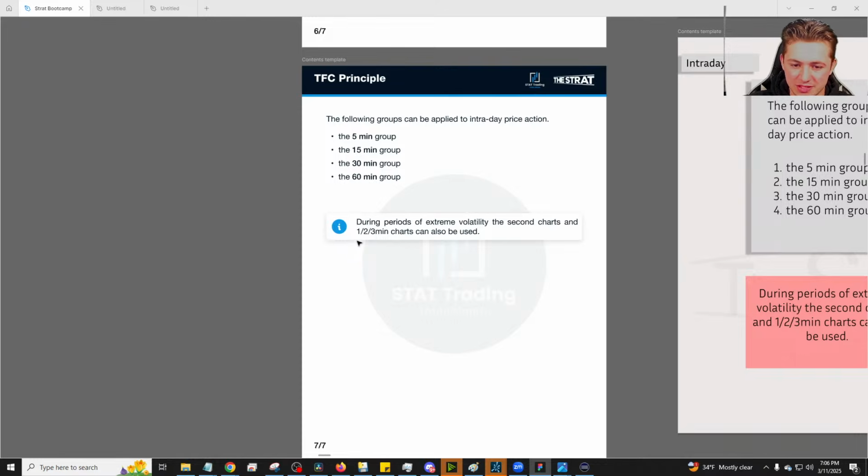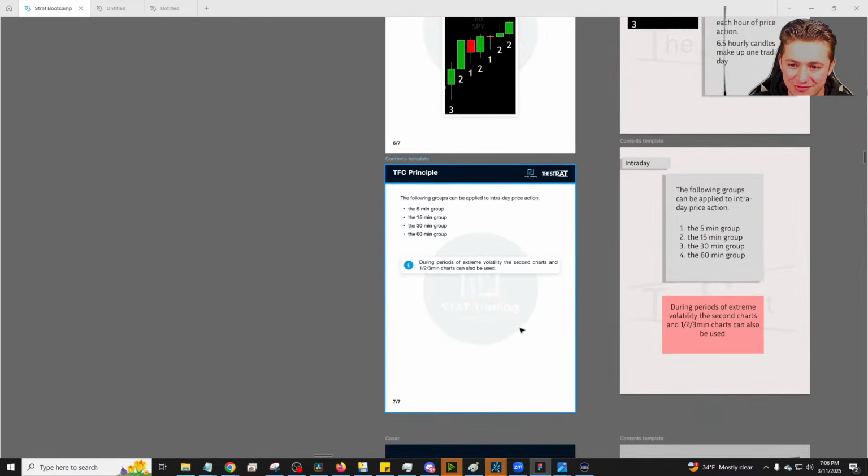And you can get even down to the 1, 2, 3 minute, even the second charts if you want to go crazy. Not everyone's built out for that. So don't feel like you have to.